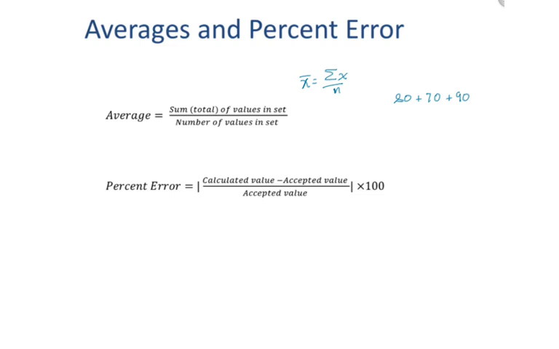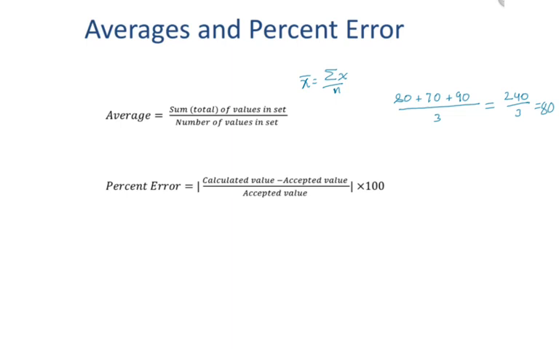And so you add them all up, and then we divide by the number that we actually have in this case. So 240 over 3, and that's going to give us an average of exactly 80 there. So finding averages: adding these up, and then dividing by the number of values that we have.